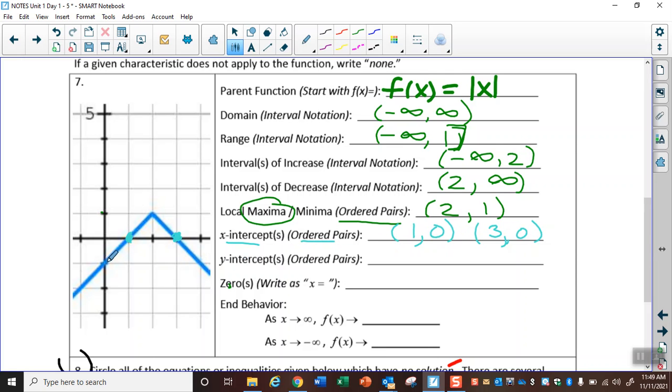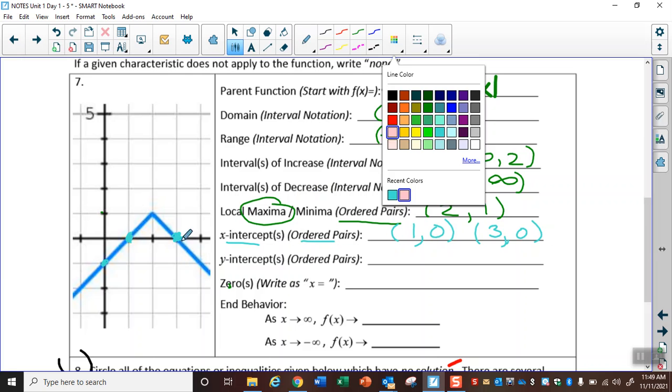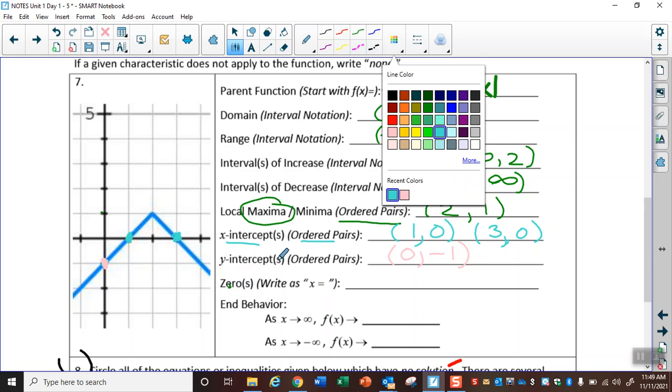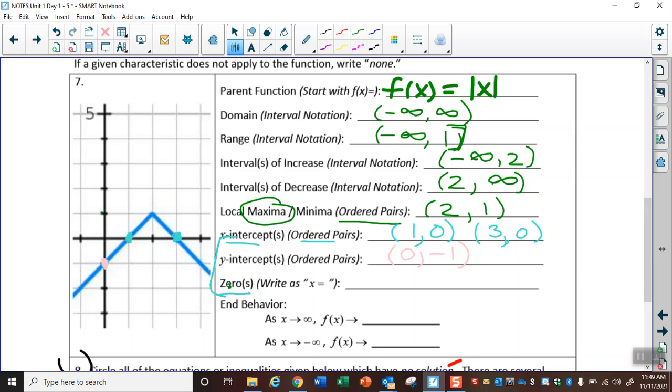Now my y-intercept is on the y-axis. All right, so that is right here. Here's my y-axis. So y-intercept, that would be 0 for the x value. And then I go down 1, so it's negative 1 for the y value. All right, now zeros are the same as x-intercepts. A zero and an x-intercept, that's the same thing. But you write it as x equals, and you just put the x coordinate. So 1, 3, those are my zeros.